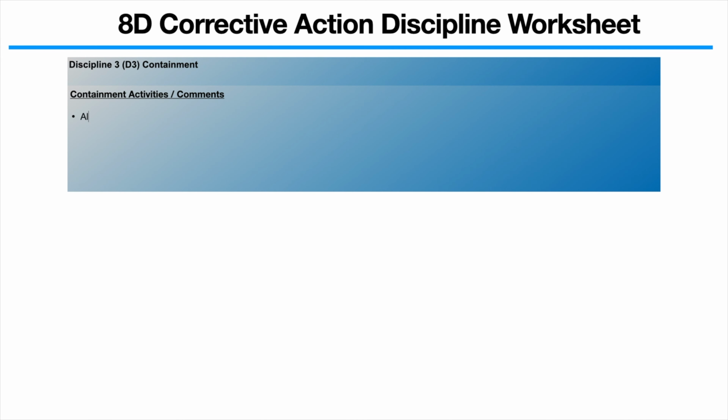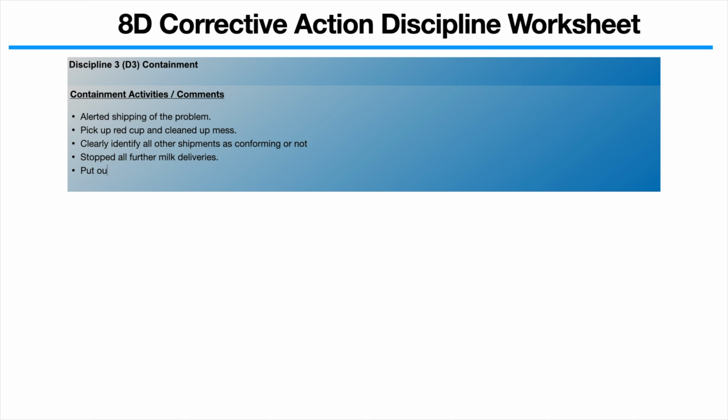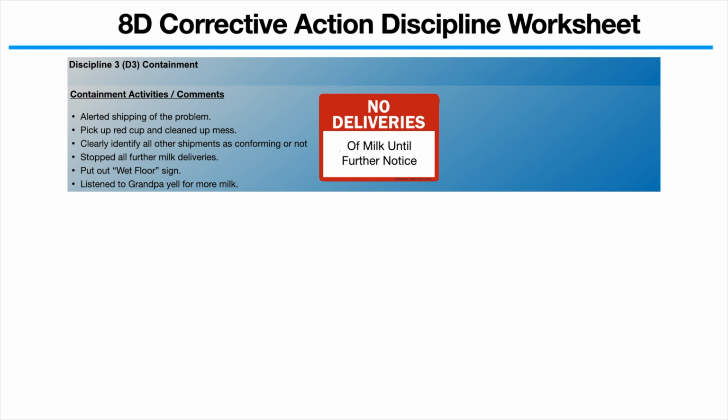The third discipline, Containment Plan, is where we need to list the actions we're taking to assure the customer that 1. Nothing else gets out of our facility with the same condition, and 2. If there is anything en route or already delivered, that it is stopped and validated for the same condition. In this case, the most important action was to stop all further milk deliveries. Remember that any material that is either cleared to continue or be held must be clearly identified as such.